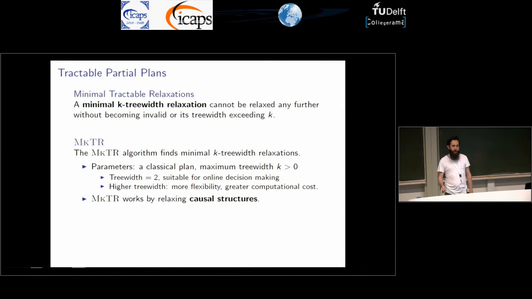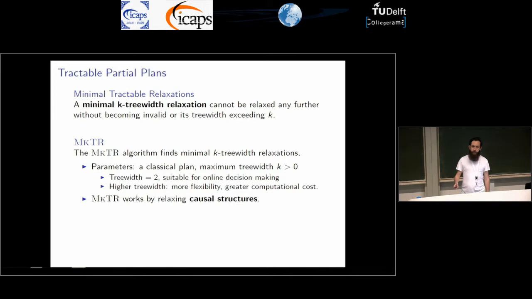So what we're actually looking for then, after all this, is a minimal k tree width relaxation of a classical plan. So this is a partial plan which can't be relaxed any further without either becoming invalid or without its tree width going above some parameter k. And we've got an algorithm, which I've called MKTR, which finds these minimal k tree width relaxations. So the parameters to this algorithm are a classical plan and the maximum tree width you're willing to put up with, which is a value k greater than 0.